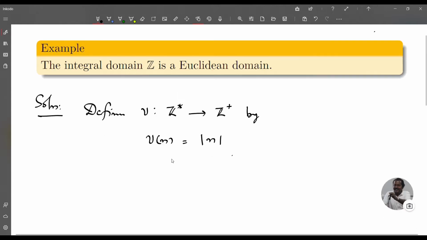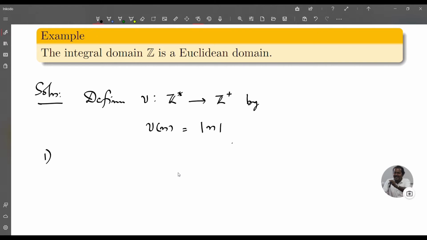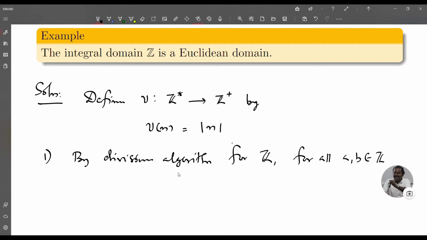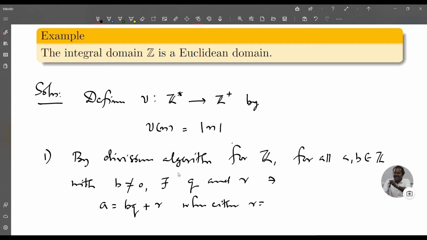So I have to prove two conditions. One, by the division algorithm for Z, for all A, B in Z with B not equal to 0, there exist Q and R such that A is equal to BQ plus R, where either R equal to 0 or nu of R, that is equal to modulus of R, is less than modulus of B, that is equal to nu of B. So the condition 1 for Euclidean norm is satisfied.